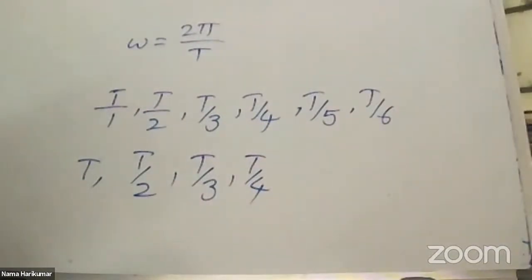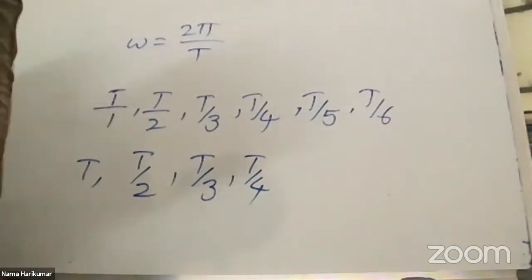Any simple harmonic term has a proper amplitude and relative phase, with periods T, T by 2, T by 3, like this. These are the time periods, and the frequency equation is omega equal to 2 pi by T. We have to remember that.